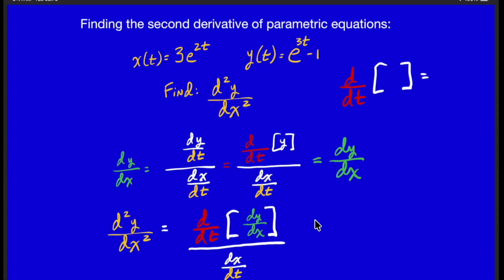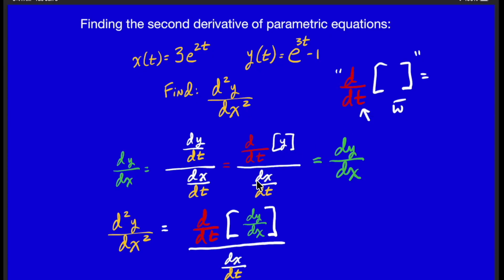We are asked to find the second derivative of these parametric equations, this parametric system of equations. And the second derivative is written like so, d²y over dx to the second power. And folks, we're going to be employing this d/dt operator, if you will. This is saying we're going to take the derivative of what's inside those brackets with respect to t.